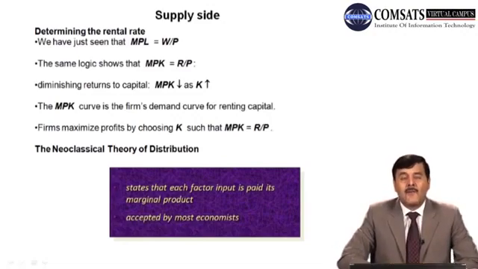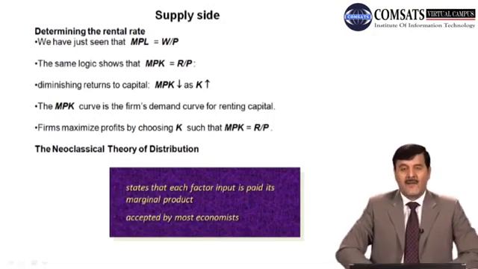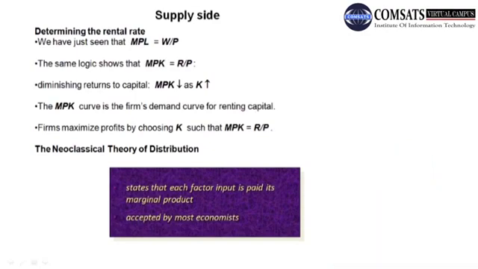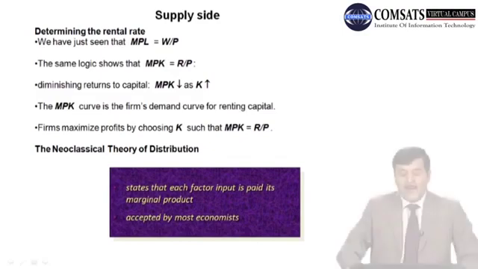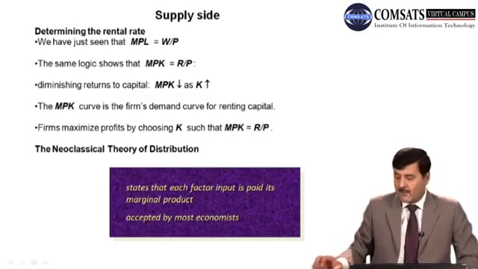So the new classical theory of distribution states that each factor input is paid its marginal product, and this is accepted by most of the economists. So new classical economists have given the theory of distribution, and according to that theory, each factor of production is paid, or the price of each factor of production is determined, according to its marginal productivity. So each factor is paid according to its marginal product, and this principle is accepted by most of the economists in the literature.